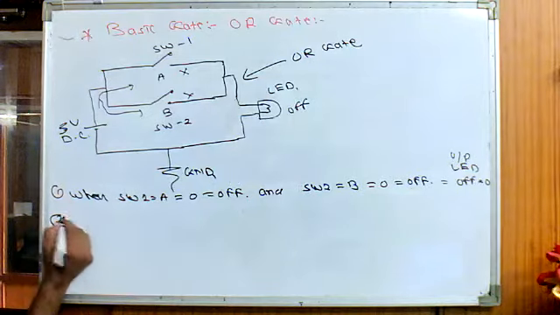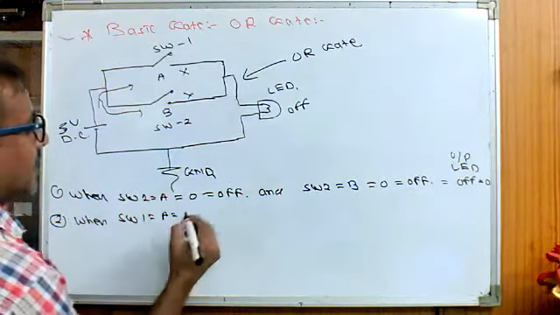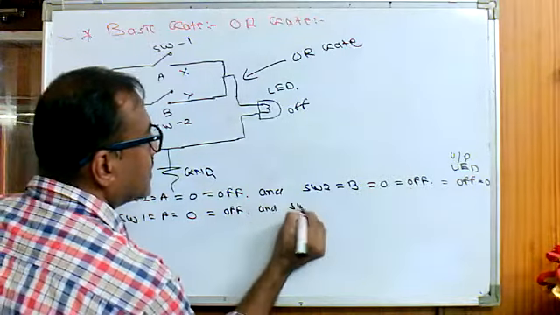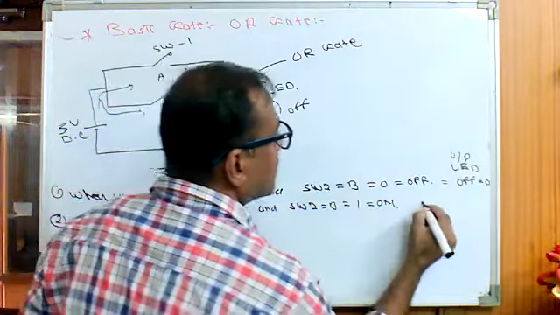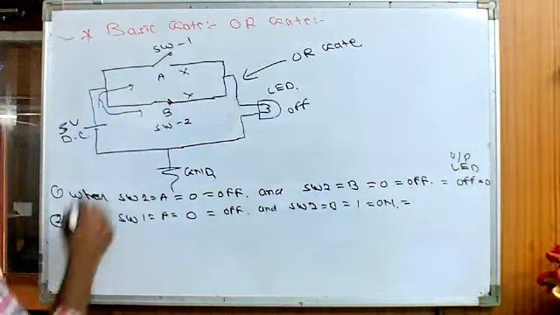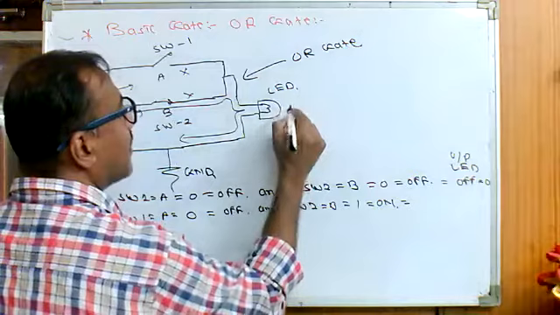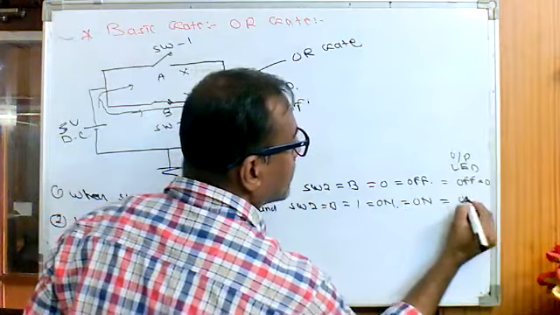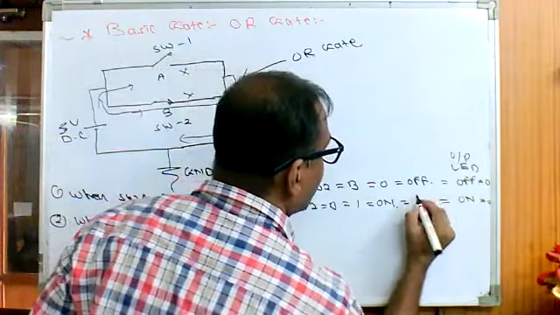Second condition: when switch 1, A, is equal to 0, meaning off, and switch 2, B, is equal to 1, meaning on. The B switch is on, so the circuit is complete and the LED is on. So the output is on.